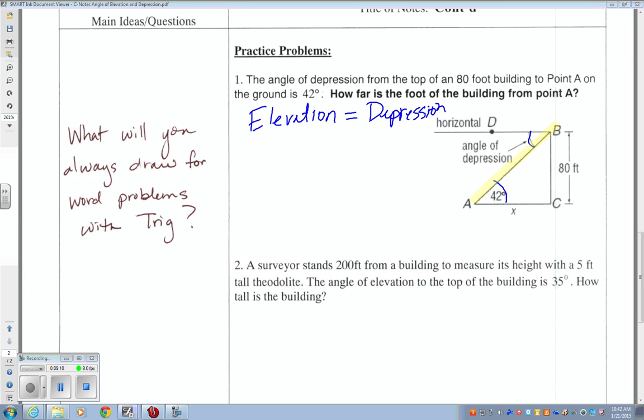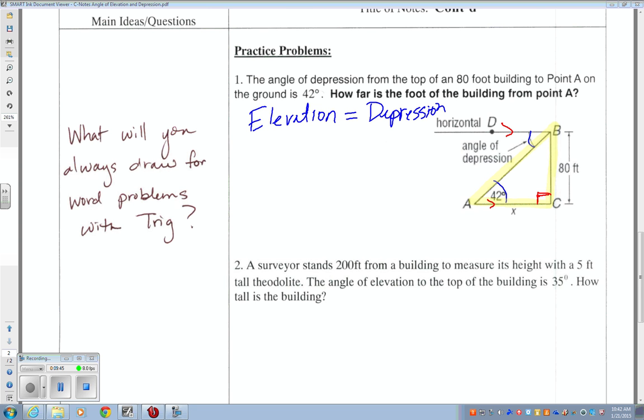Now, I'm going to highlight this part because I want you to see what is used to solve the problem. Look at B to A to C. That is a triangle, correct? What type of triangle is it? It is definitely right, because the distance between two parallel lines, and horizontal lines are parallel, is always perpendicular. So I have a right triangle.